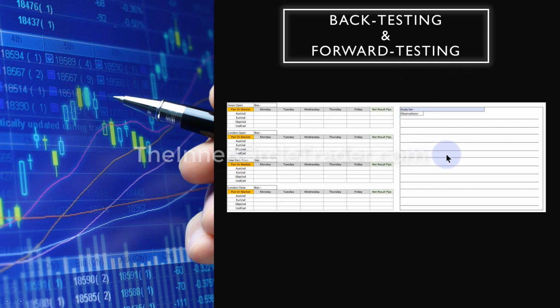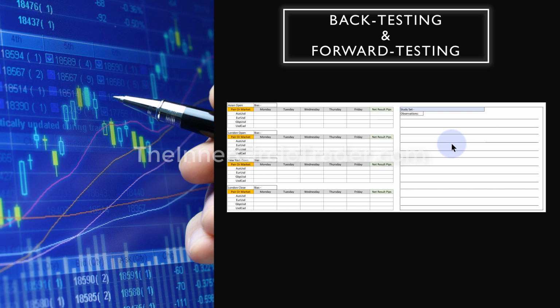The observation here, just like each individual one here, you would have this same area for an observation, what you experienced with it. It doesn't need to be a long novella. It doesn't have to be a wordy thing. Just, it moved 4 pips against me drawdown from entry. Stop never got hit. And it moved 18 pips. Or it moved 7 pips above the high I was looking for it to run. And then it stopped and turned around.